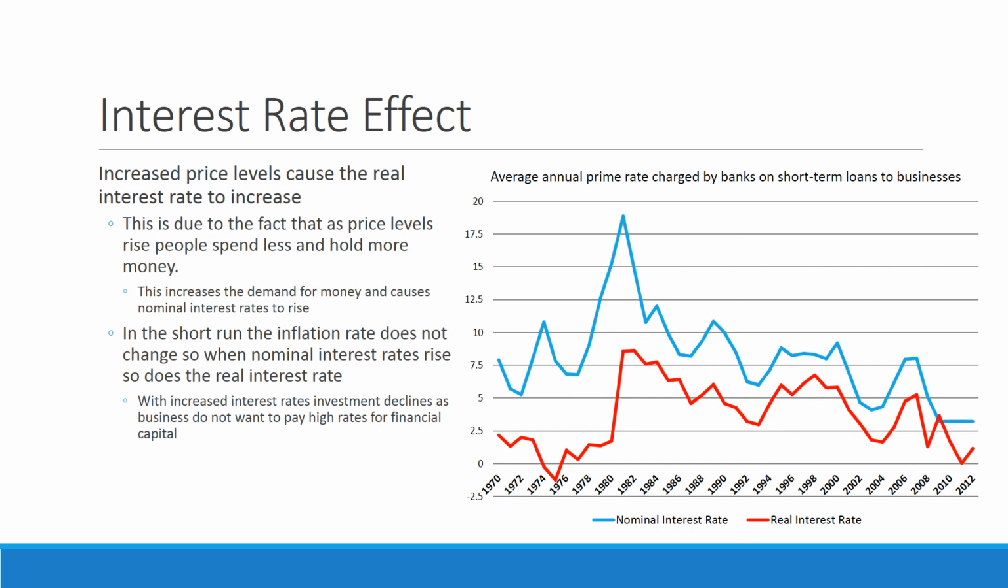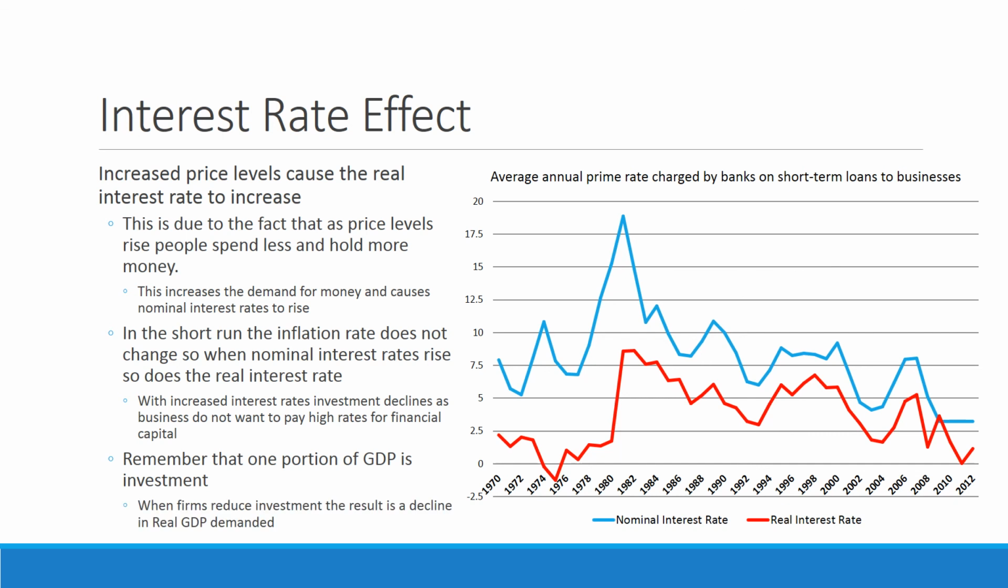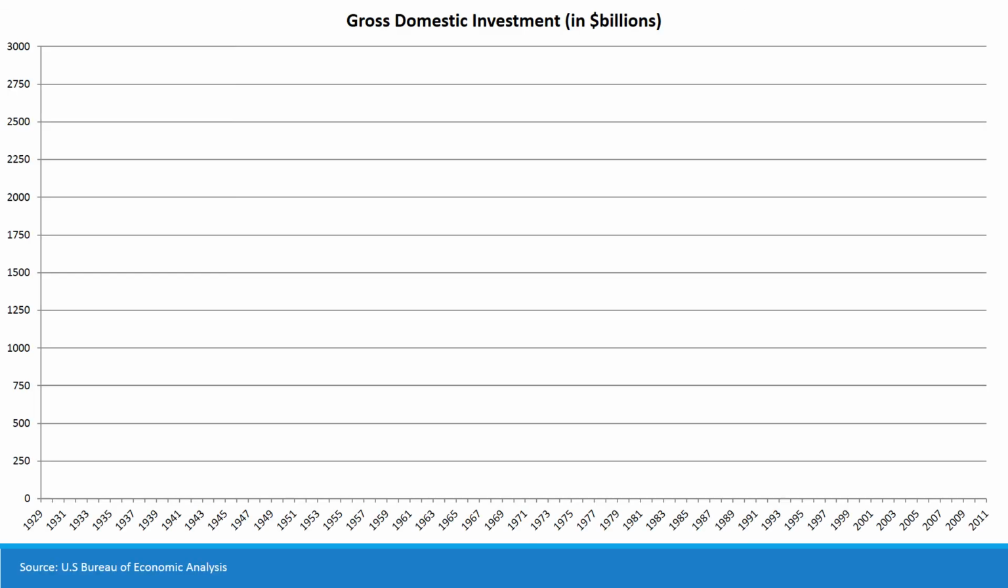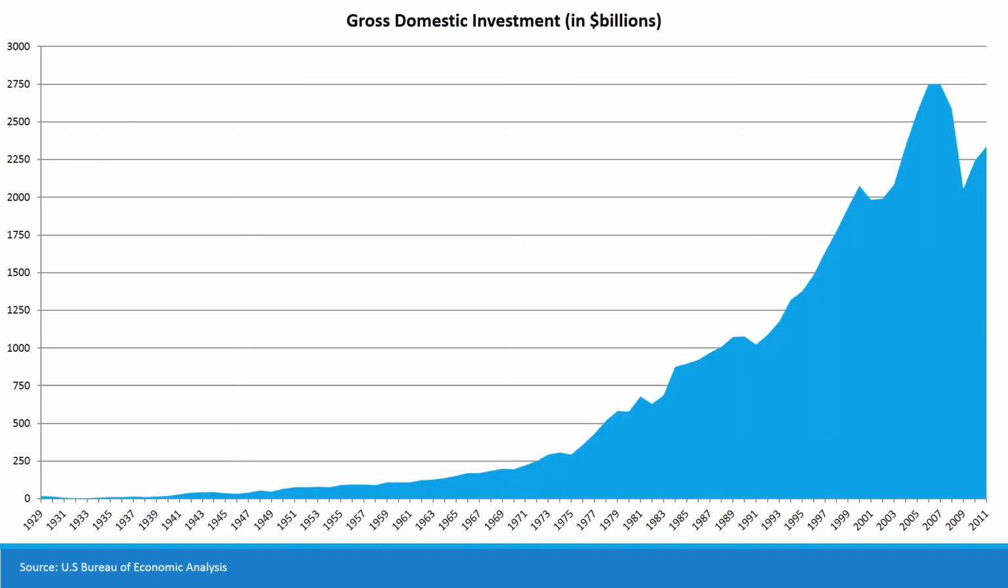Unemployment rates. And remember that one portion of GDP is entirely investment. And so when firms reduce investment, the result is a decline in real GDP demanded. If they're not going to invest money, then they're not going to continue to try to produce at high levels, and thus they will begin to get rid of workers. So this is our gross domestic investment. So this is what happens.